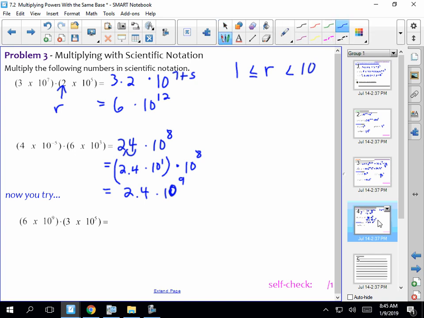So this would be 18 times 10 to the 14th. 18 is not between 1 and 10. And so I'm going to rewrite it as 1.8 times 10 to the first. Then I have times 10 to the 14th hanging out here. And so my final answer would be 1.8 times 10 to the 15th power.